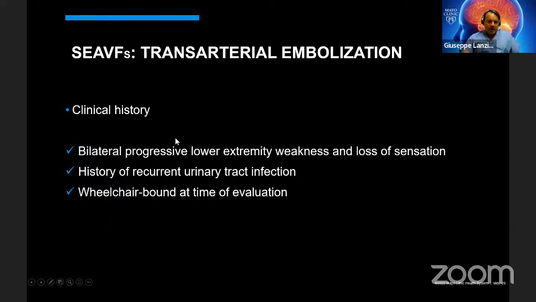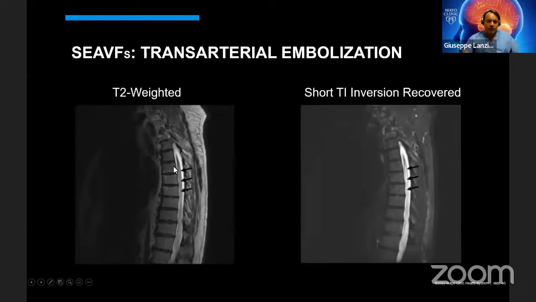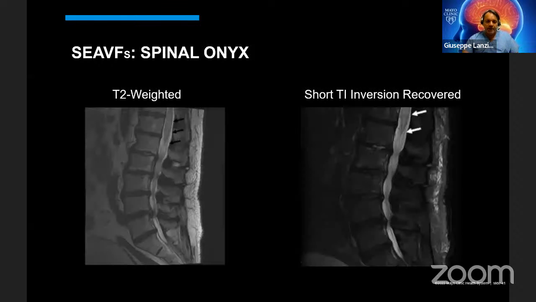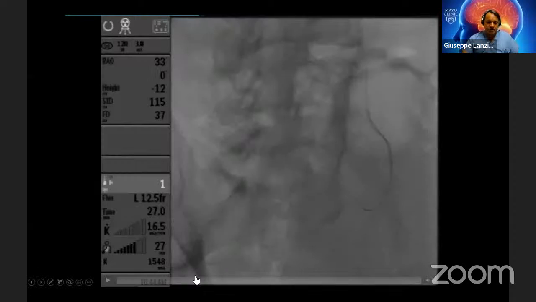I'll show you a typical case here again. A patient, as I said, from a symptomatic point of view and from an MRI imaging point of view, it's impossible to distinguish an epidural fistula in the ventrolateral venous plexus from the more common type 1 dural AV fistula.